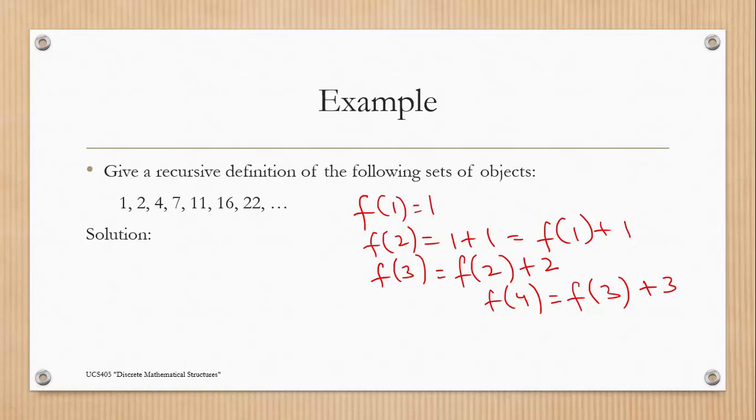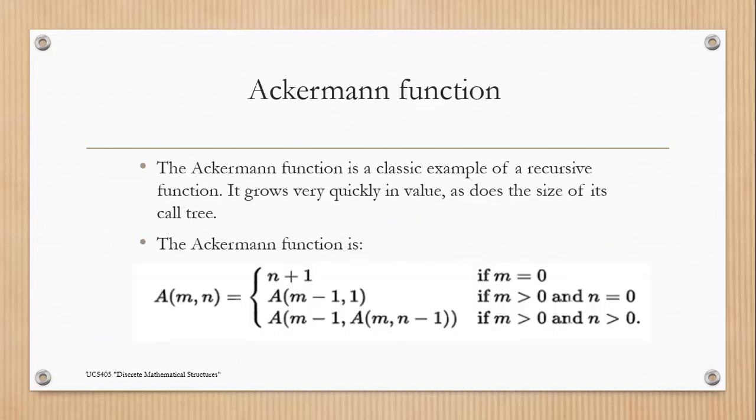So we can say that our recursive definition of this sequence is f1 is equal to 1 and fn is equal to fn minus 1 plus n minus 1 for all n greater than or equal to 2. Now we will define two special recursive functions. First is Ackermann function and second is McCarthy function.